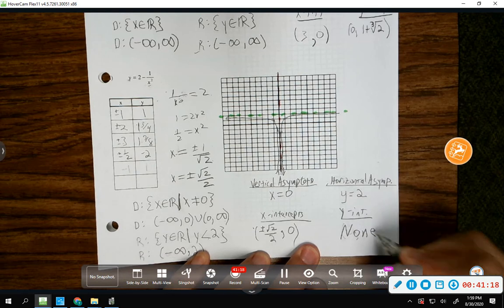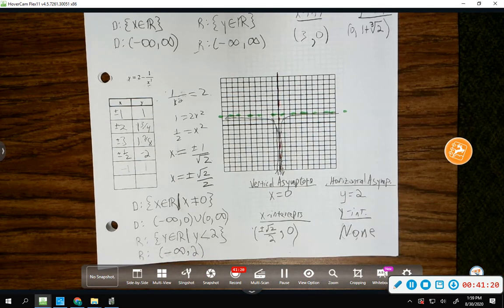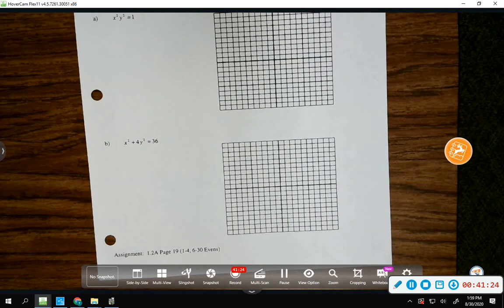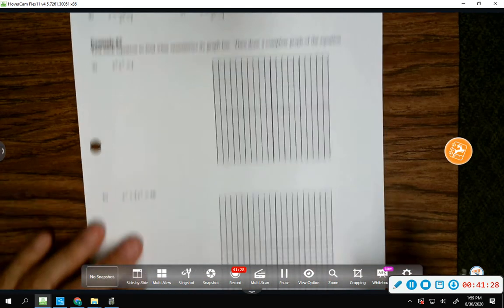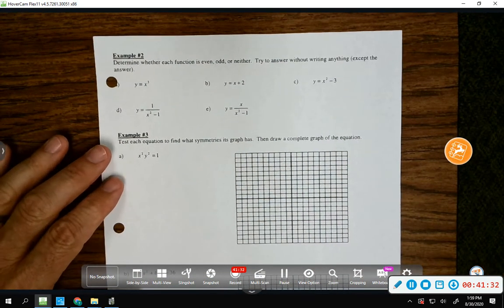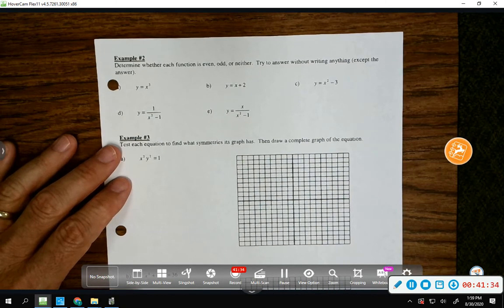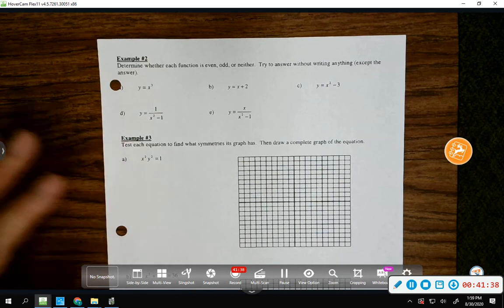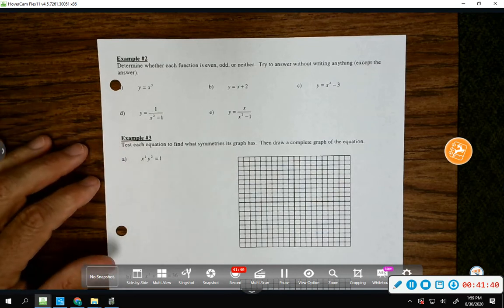0 in for x doesn't work here. Okay? The last part of A is determining whether a function is even or odd. In order to determine whether a function is even or odd, or neither, most functions are going to be neither, right? It's kind of a unique function if it's even or odd.